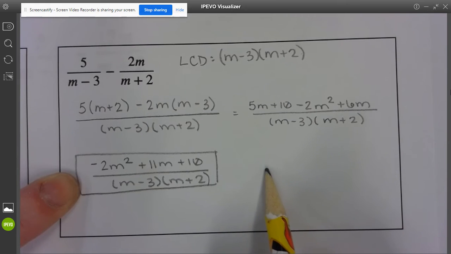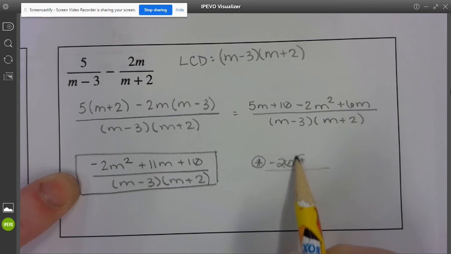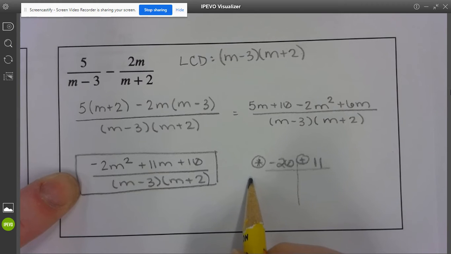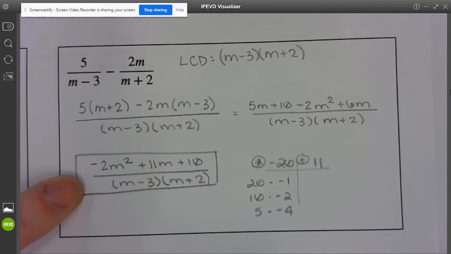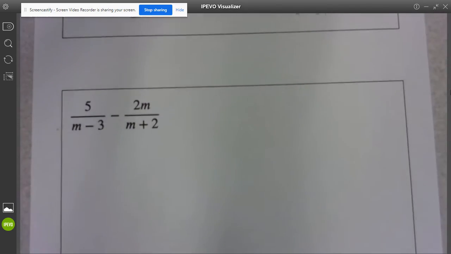That does not factor. If you're looking at your T-chart, you're multiplying to get negative 20 and adding to get 11. So again, I would have 20 and negative 1, 10 and negative 2, and then 5 and negative 4. And none of those will work. So that's as simplified as we would get. All right, zooming back out.